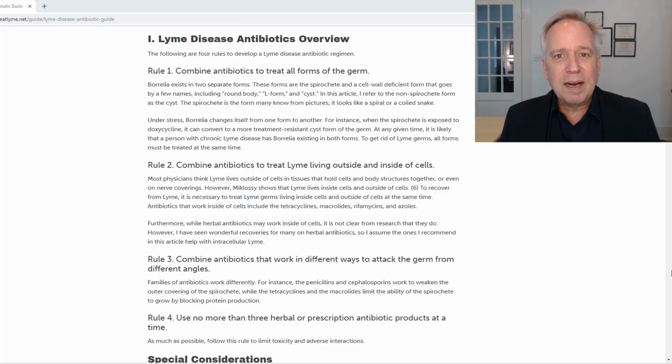So in designing a Lyme disease treatment, there are 4 general rules that I like to use, and you can see them on the screen here. All right. So number 1, I like to combine antibiotics that treat all forms of the Lyme germ.